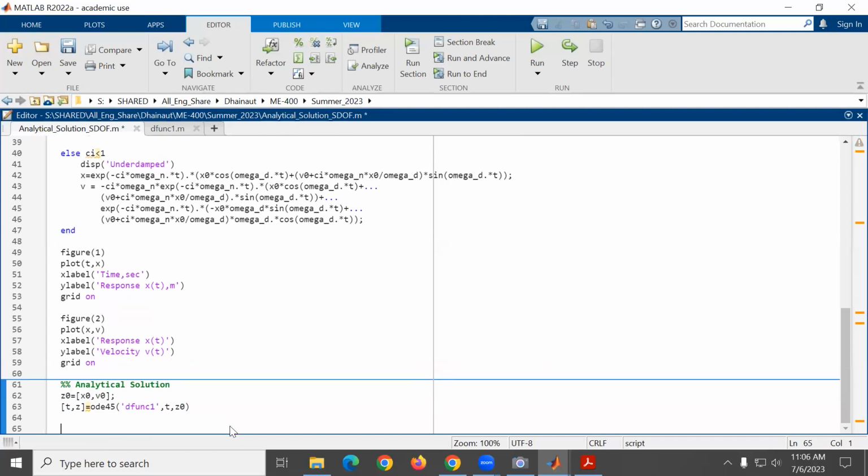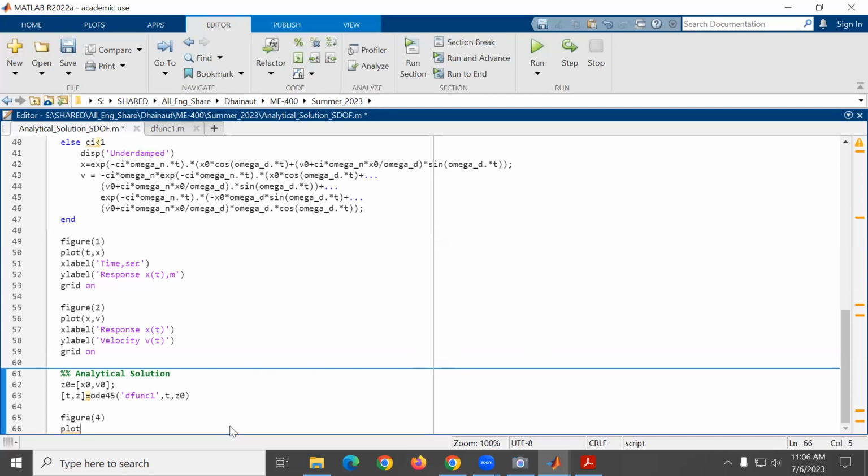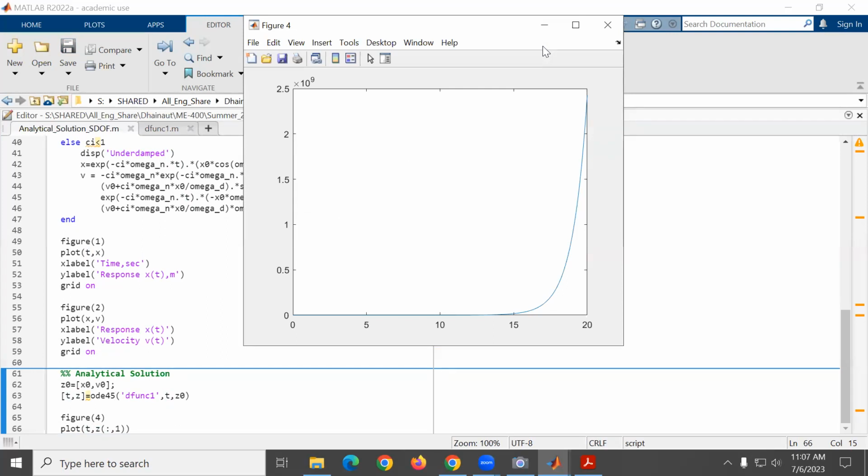And here if everything goes fine, let's say figure 4, plot T, comma, Z, everything on the solution 1. Okay, so let's pray that we don't get any error. Okay, it plotted something but doesn't look correct.